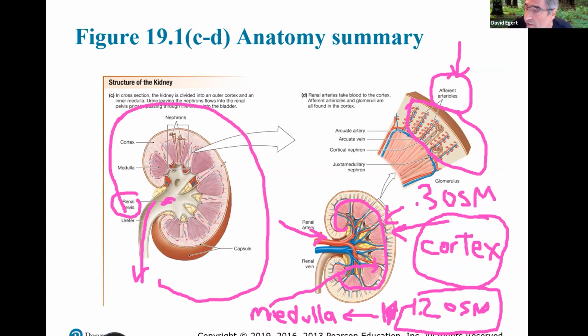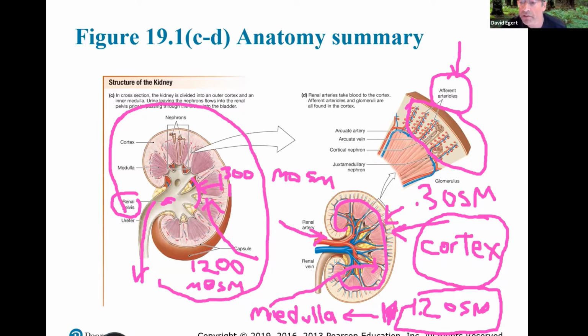And there's kind of this gradient. If we're doing milliosmolar, it'll be 300 milliosmolar up here, and as you go deeper into the medulla, by the time we get down into this zone, we're going to be around 1200 milliosmolar. That's going to be critical for concentrating the urine, right?